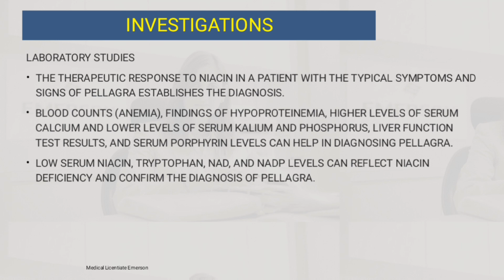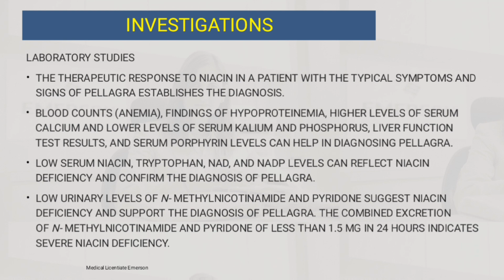The liver function tests and the serum porphyrin levels can help in diagnosing pellagra, but they are not diagnostic. Okay. Then low serum niacin, tryptophan, and NAD levels can reflect niacin deficiency and confirm the diagnosis of pellagra. So these are the diagnostic tests. Then low urinary levels of N-methyl nicotinamide and pyridone suggest niacin deficiency and can support the diagnosis of pellagra. Then the combined excretion of N-methyl nicotinamide and pyridone of less than 1.5 milligrams in 24 hours indicates severe niacin deficiency. So this is the supportive diagnosis.